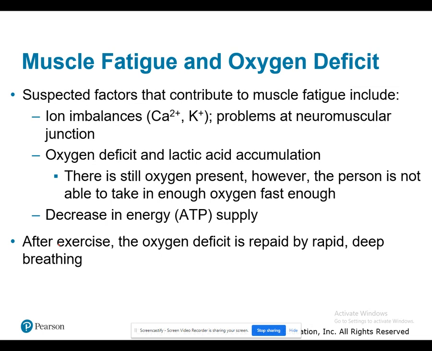After exercise, though, you're going to notice that your oxygen deficit, you're repaying it back when you start rapid, deep breathing. You're getting in enough oxygen, more ATP is being made to replenish it. And you notice that, hey, your body's going back and maintaining homeostasis.